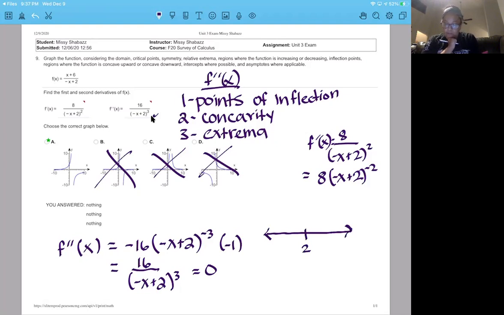If I look before 2, let's say 0, I'm going to get something that is positive, right? If I plug in 0, I'm going to get something that's positive. So I'm going to have concave up. If I plug in something after 2, say 5, I'm going to get something that's negative, so concave down. So it's concave up before the asymptote and concave down after the asymptote, which is what we have here on A. Right, and that is it.